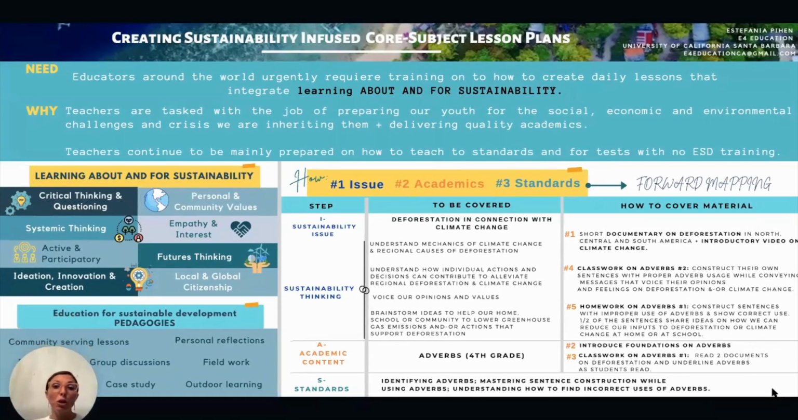I am the founder of E4 Education, and I'm also a doctoral student at the Gilbert School of Education at the University of California, Santa Barbara. I am a designer and also a researcher in the field of education for sustainable development, having worked with schools, governments, and organizations in different parts of the world for almost two decades, assisting them on their journey towards achieving education for sustainable development.